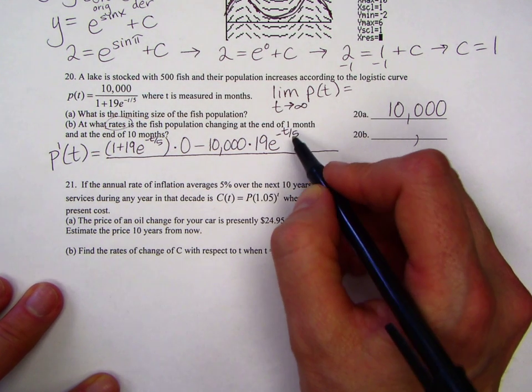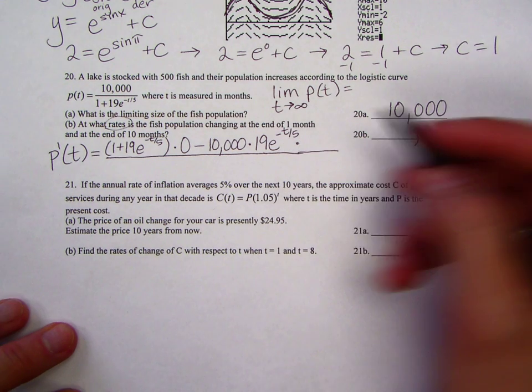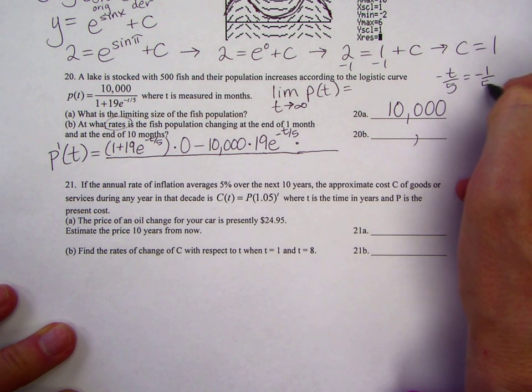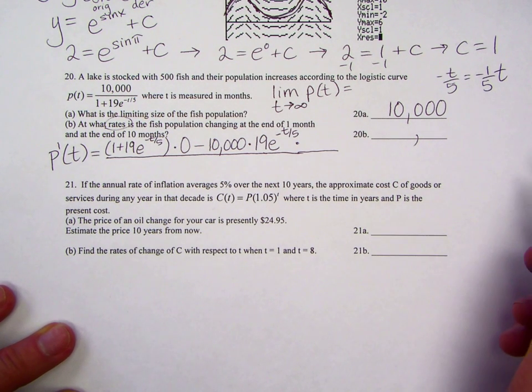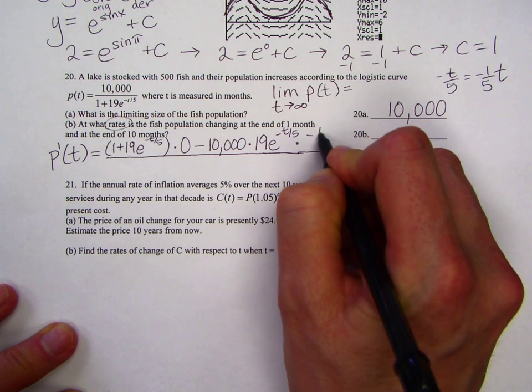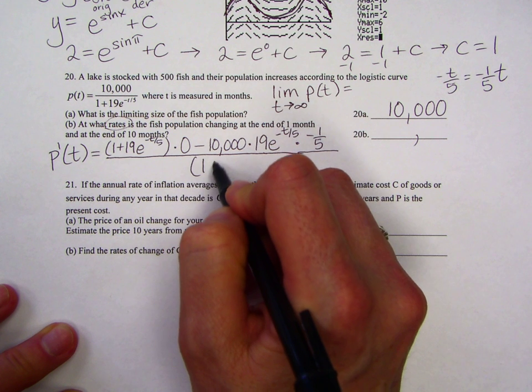Okay. Now, that can look confusing if you think of it as negative t over 5, but how about you think of it as negative 1/5 t? Okay. I think that's a lot easier way to think of that exponent. And then isn't the derivative just negative 1/5? All over the denominator squared.